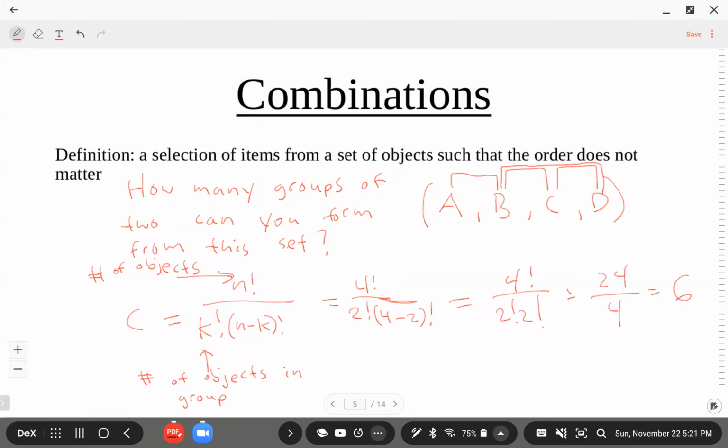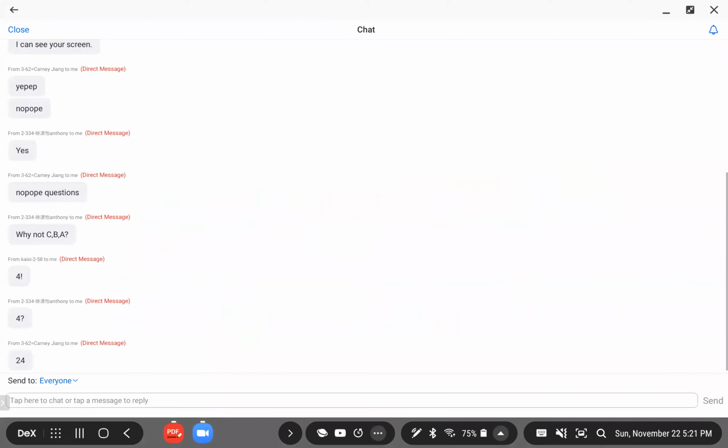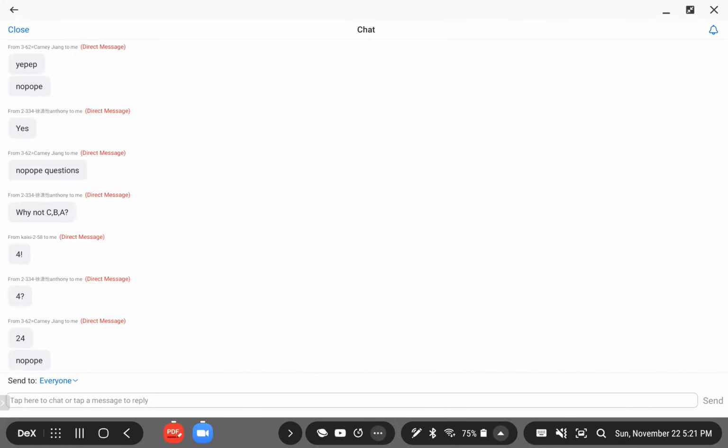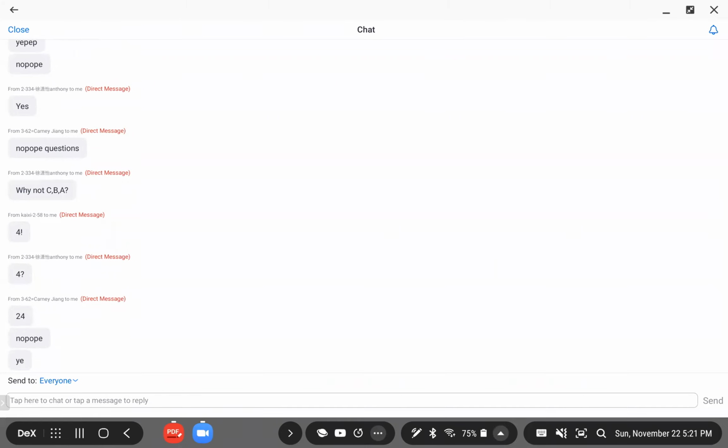Okay? So now I'm going to explain why this formula works. Why does it work? But first, let me ask if there are any questions regarding this combinations explanation. Are there any questions, anyone? Is everybody taking notes? You understand, okay? So please confirm. No questions, Carney? Okay, yes, no questions. Anyone else? Does anybody else have any questions?